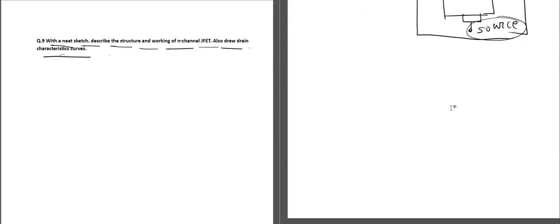Now we will be discussing how this N-channel JFET works. At first, the gate to source voltage, which is the voltage from gate to source, is represented by V_GS.